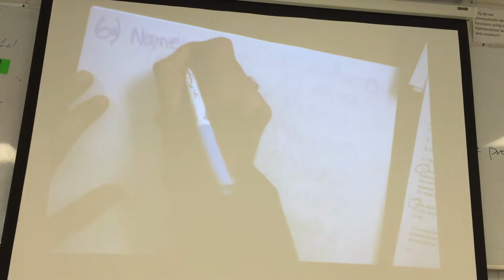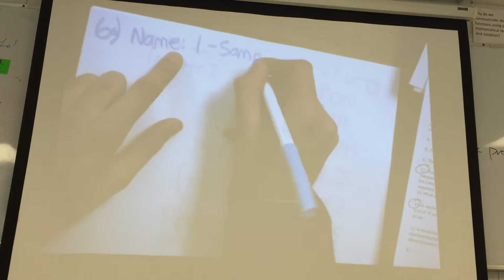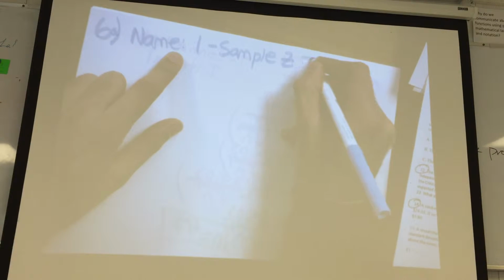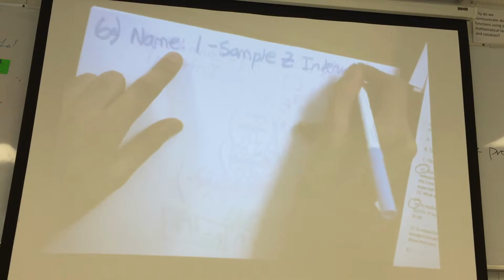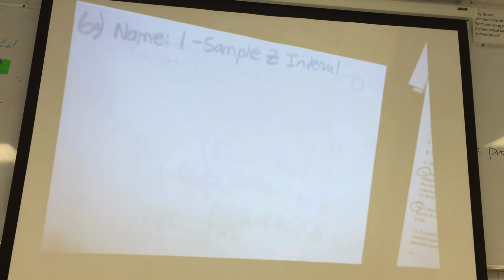Some people didn't do the conditions. It's not clear to me why. Most people, though, seem to get part A quite nicely. They wrote the name: 1-sample Z interval. Some people put test here. We're not doing a test. We're just getting an interval.